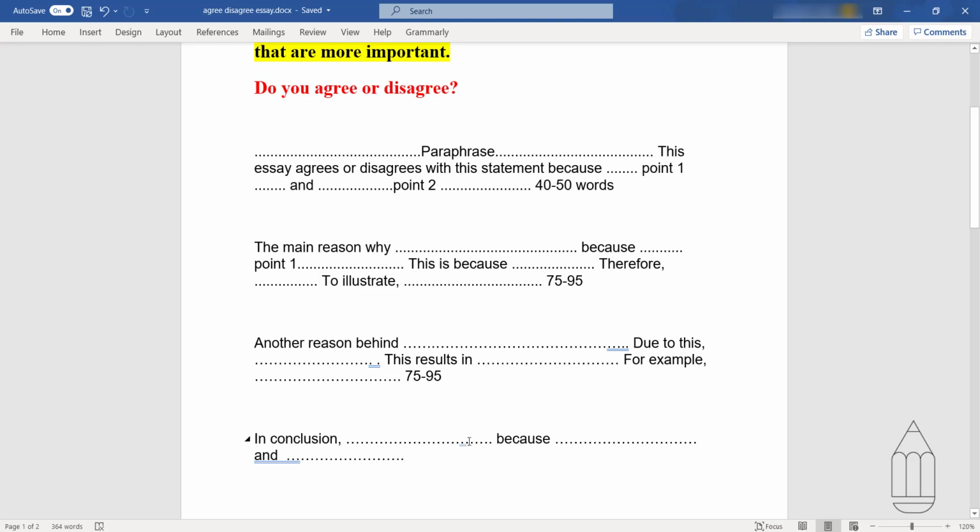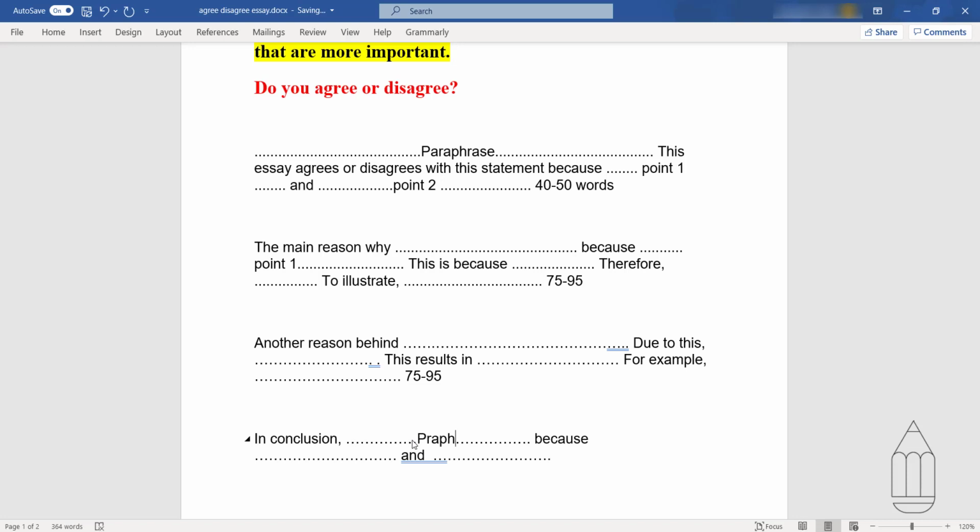So in the final paragraph, that is the conclusion paragraph, we have to conclude our essay, saying that I have experienced this, and now I'm going to conclude this essay. First, we have to paraphrase this statement here.